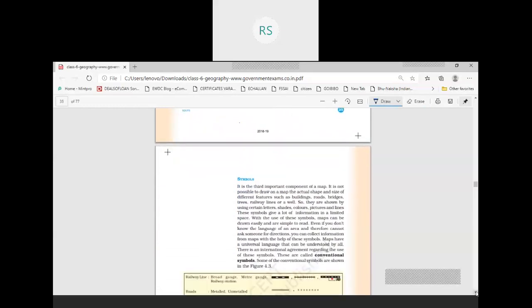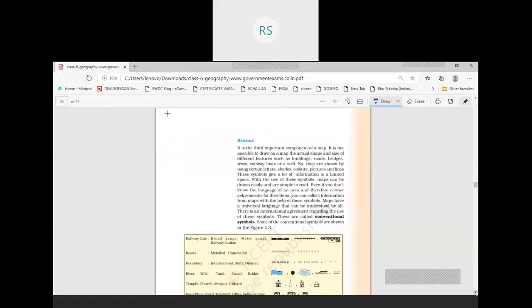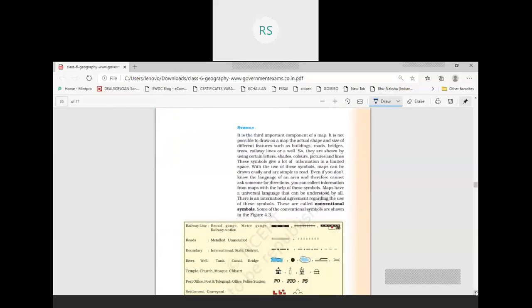Now we will come to the third component of the map. This is the third component of the map: symbols.